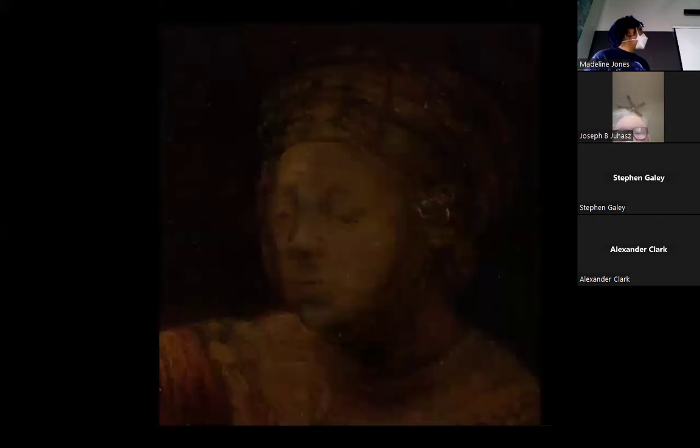And then this is the maid that's behind her, combing her hair. And it's the only black figure in the painting. And it's why I wanted to talk about this painting. It's what caught my eye.